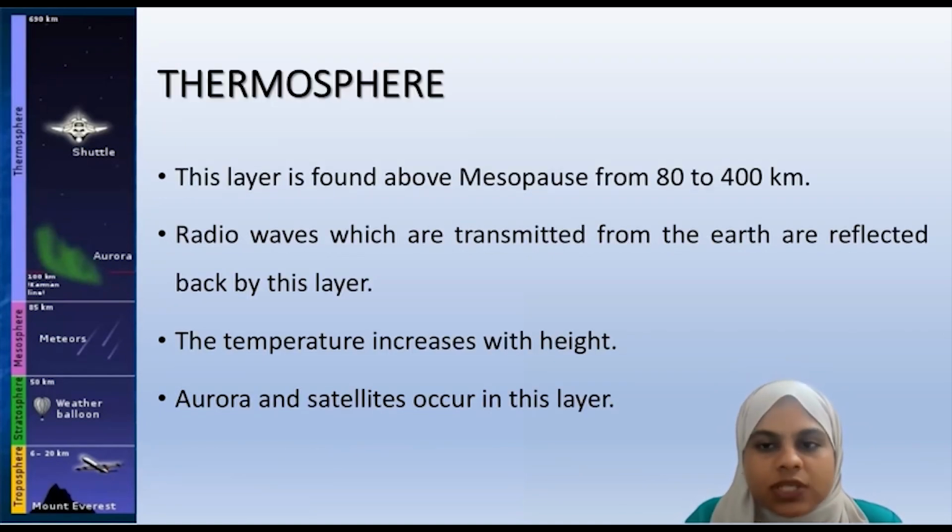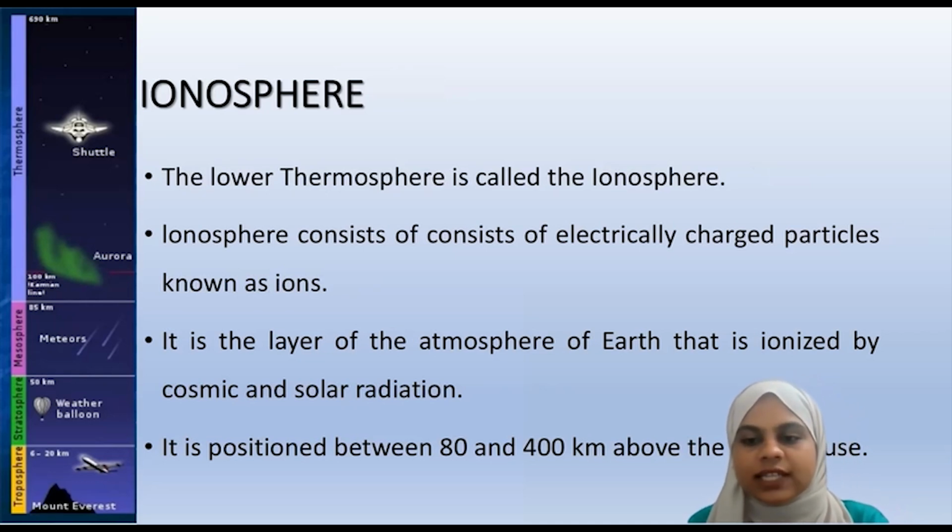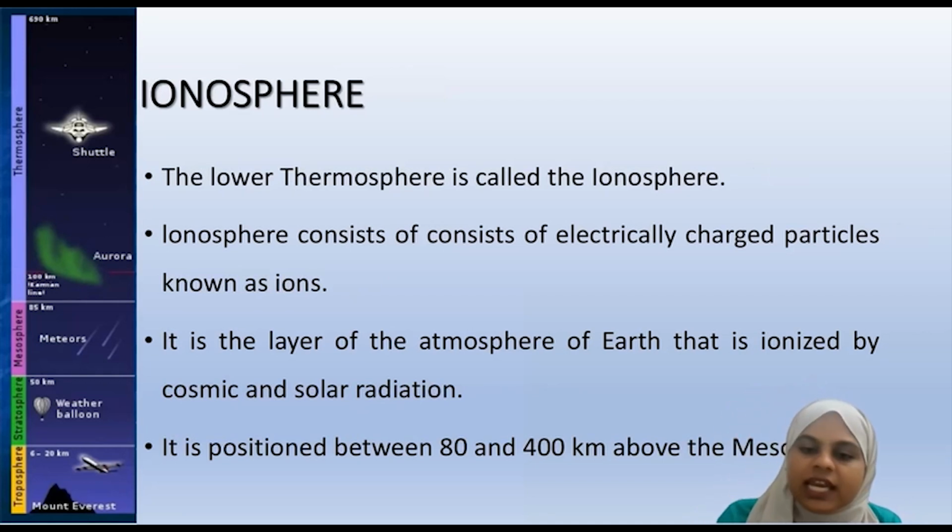Next one is thermosphere. Thermosphere is found above the mesopause, from 80 to 400 kilometers. The radio waves which are transmitted from the Earth are reflected back by this layer. The temperature increases with height, and aurora and satellites occur in this layer. Next, we are going to discuss the ionosphere. The lower thermosphere is called the ionosphere. Ionosphere consists of electrically charged particles known as ions. It is the layer of the atmosphere of Earth that is ionized by cosmic and solar radiation. It is positioned between 80 and 400 kilometers above the mesopause.